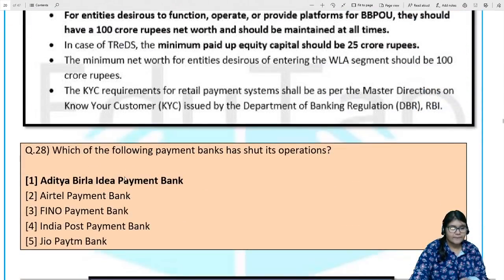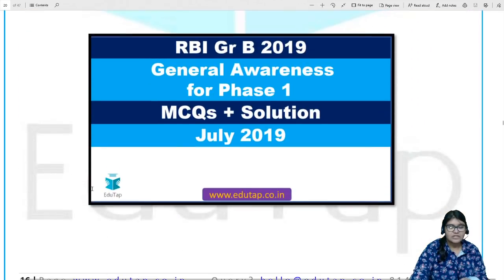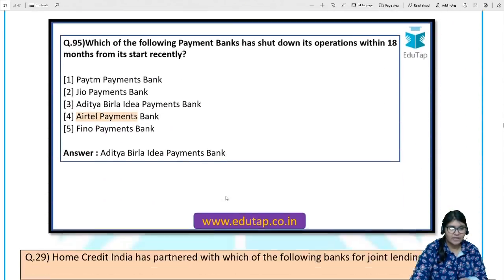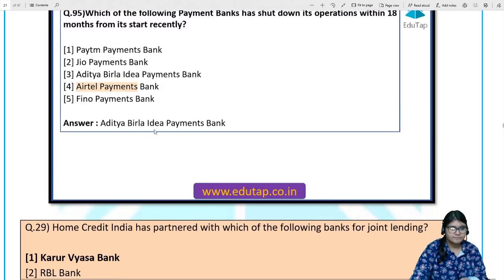Okay, guys. Okay, so next one, which of the following payment banks has shut its operations? The answer is Aditya Birla Idea Payments Bank. So this was covered in the marathon series that we had taken for the month of July 2019. Here again you can see the screenshot that we have taken. So here is the question.